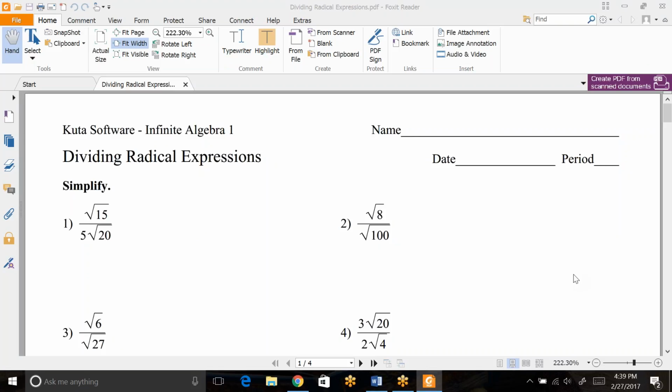So this is from the packet that I gave you guys last week. If you don't have that with you, you can print this off from Blackboard under class sessions. And I am going to do a few of these of each type, and then I will be assigning some to complete and bring on notebook paper the next time we have class.